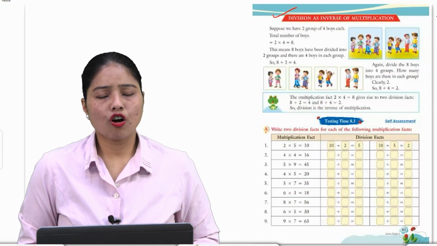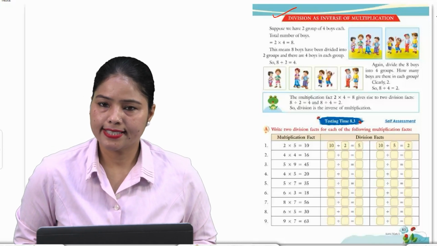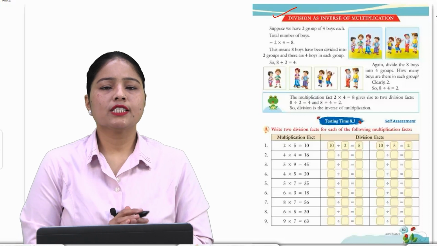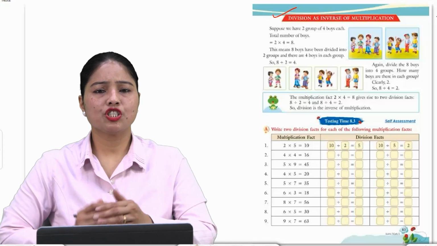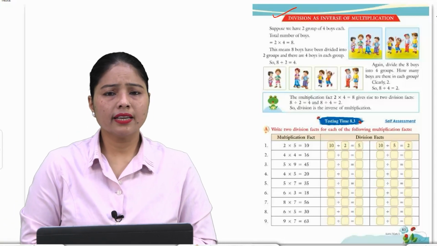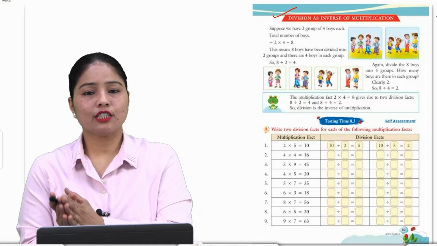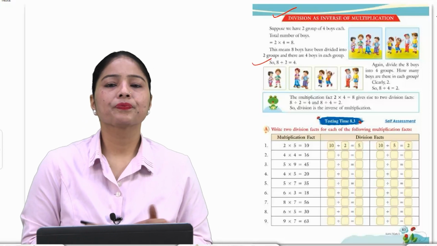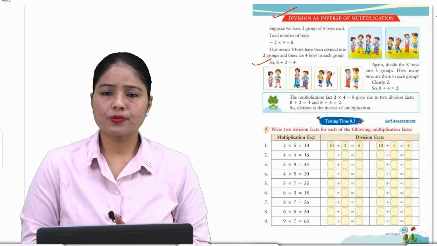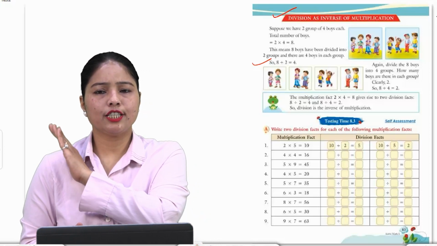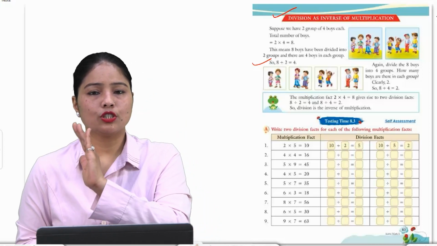Division as inverse of multiplication. Suppose we have 2 groups of 4 boys each. Okay. Total number of boys, 2 into 4, is equal to 8. This means 8 boys have been divided into 2 groups, and there are 4 boys in each group. So 8 divided by 2 is equal to 4. Again, divide the 8 boys into 4 groups. How many boys are there in each group? Clearly 2. So 8 divided by 4 is equal to 2.